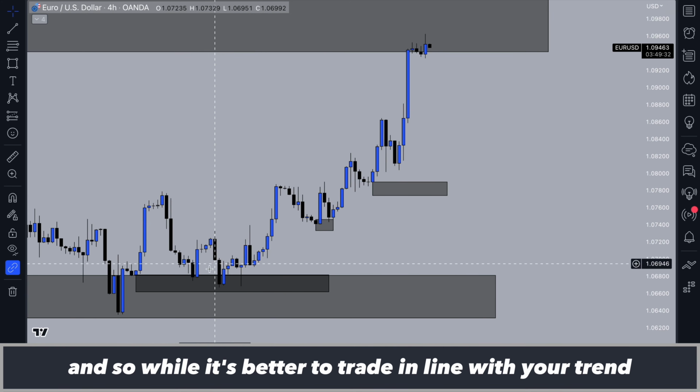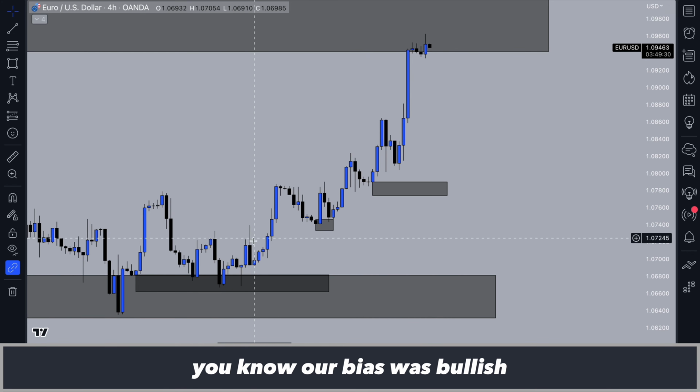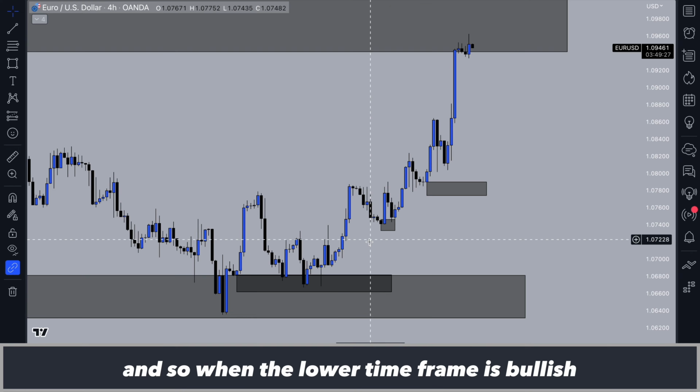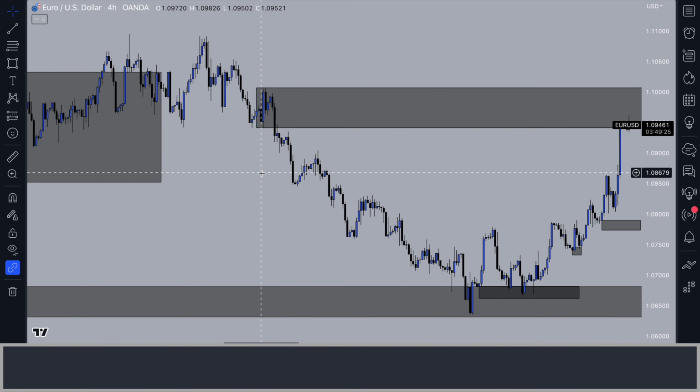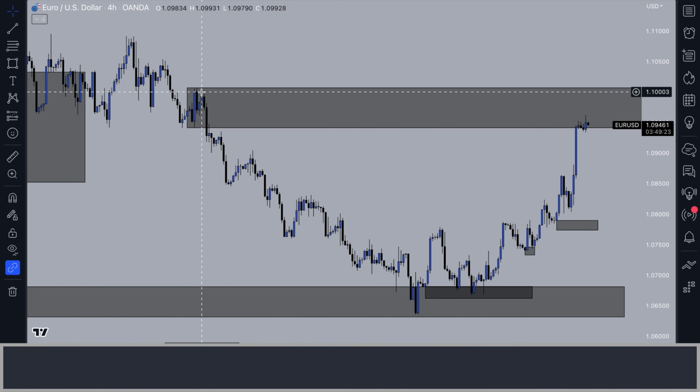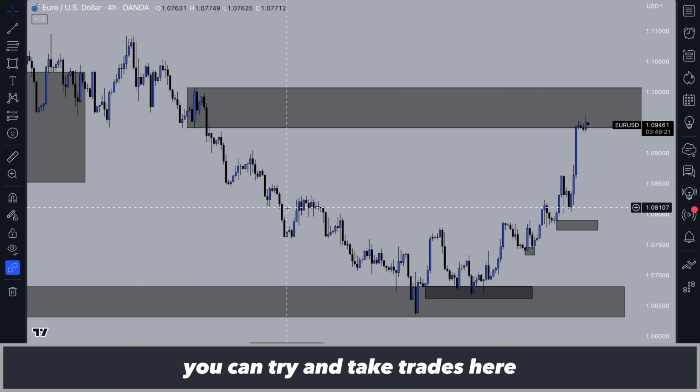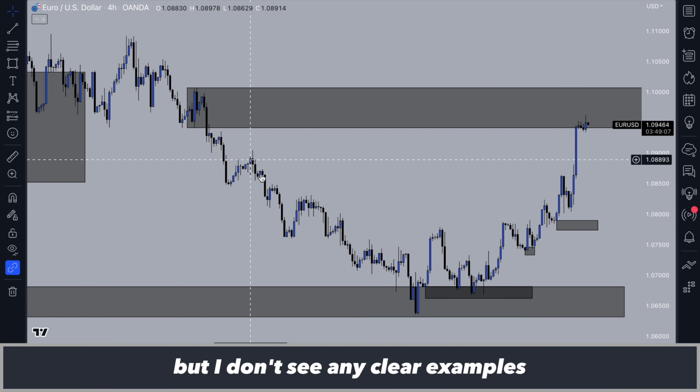And so while it's better to trade in line with your trend, our bias was bullish, and so when the lower time frame is bullish, that's when we want to be taking trades. If you have more practice, you can also, if there's a clear pullback, try and take trades here. But I don't see any clear examples I would have taken.